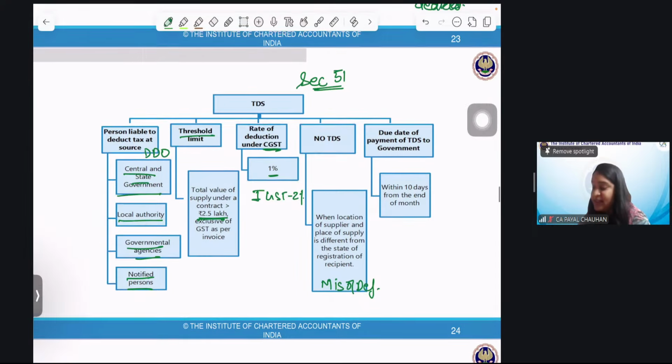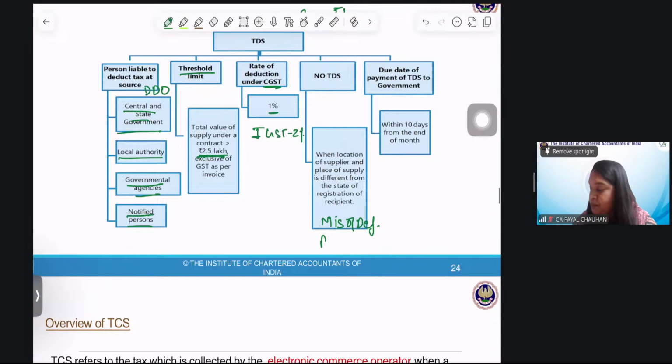Exempt. Okay. Can I ask you one more? PSU to PSU, TDS applicable? No. DDO to DDO, TDS applicable? No. See, these are the whole exception to TDS. Very good. And the due date to pay is the 10th of the next succeeding month.